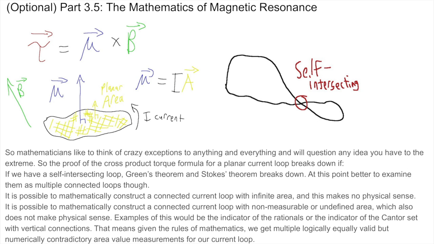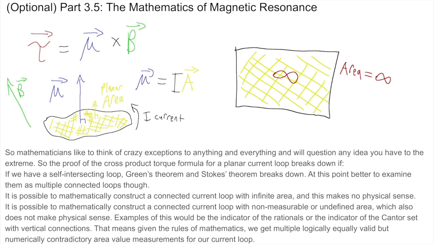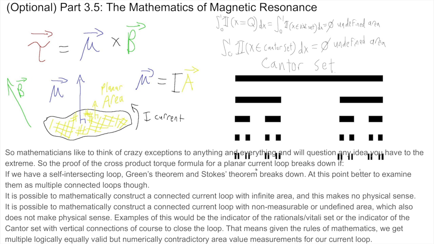Mathematicians like to think of crazy exceptions to anything and everything and will question any idea you have to the extreme. So the proof of the cross-product torque formula for a planar current loop breaks down if we have a self-intersecting loop, as Green's theorem and Stokes' theorem break down. At this point, it is better to examine them as multiple connected loops though. It is possible to mathematically construct a connected current loop with infinite area, and this makes no physical sense. It is possible to mathematically construct a connected current loop with non-measurable or undefined area, which also does not make physical sense.